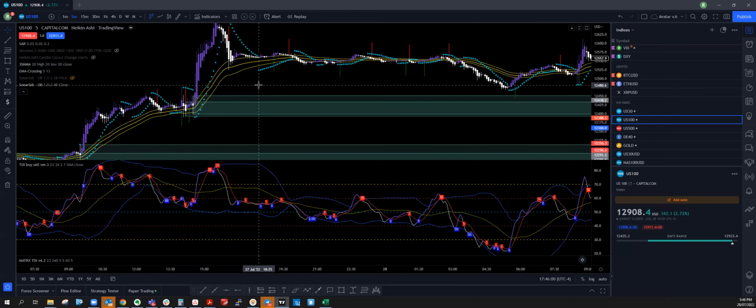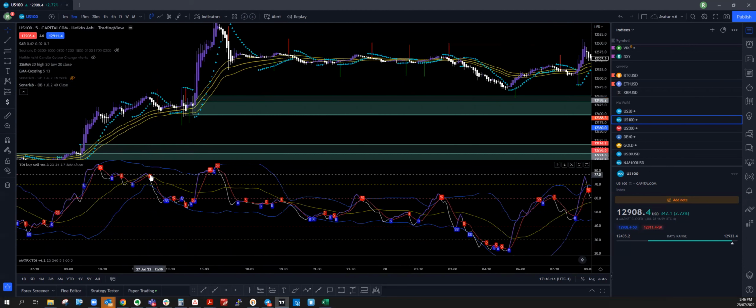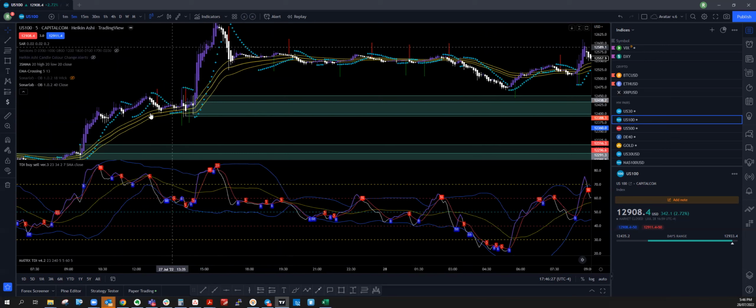So these two are not the same, so don't see two and then delete one. They're different, so you need both. And then your TDI, again, if you don't know TDI, you should watch some YouTube videos on how to read it, how to use it. But the TDI shows you volatility and direction of the market. So these are your indicators for the avatar strategy.